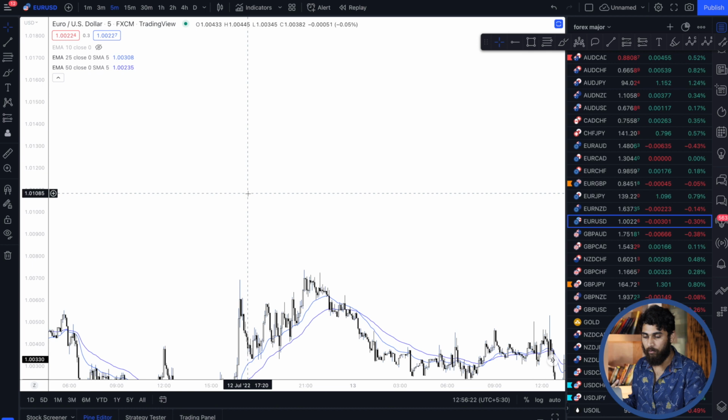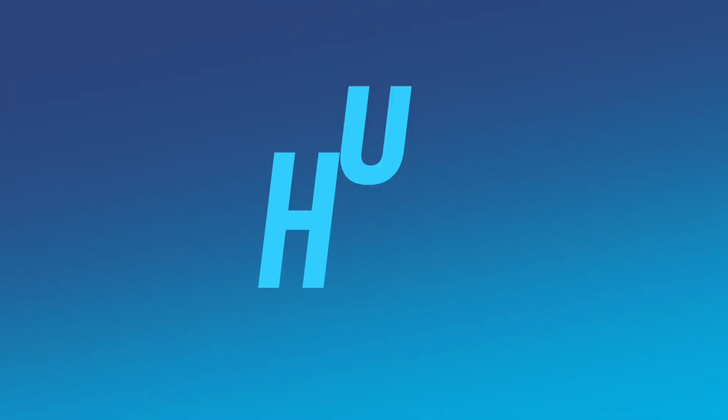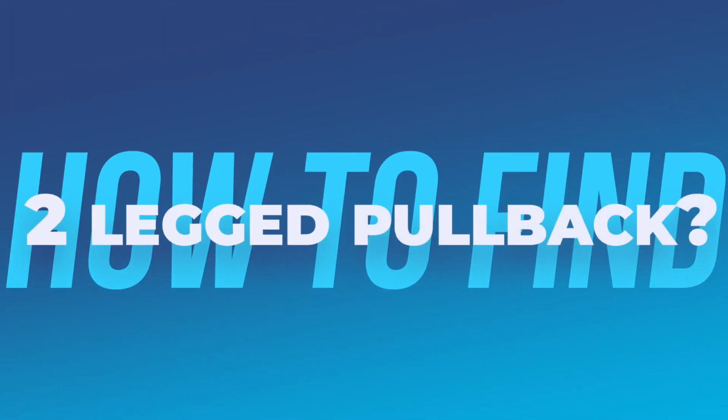But if we move to the live chart, where we don't know what is going to happen in future, it was quite hard to know what is and what is not a two-legged pullback. And so to solve that major issue, I developed a technique to actually find the perfect two-legged pullback. So let us learn the technique to find two-legged pullback.